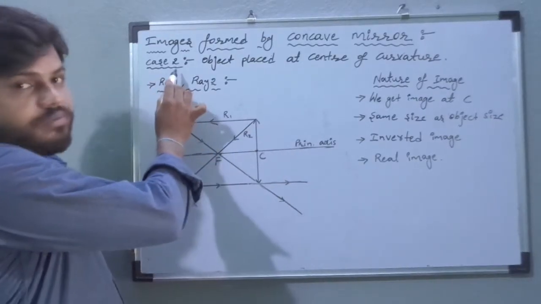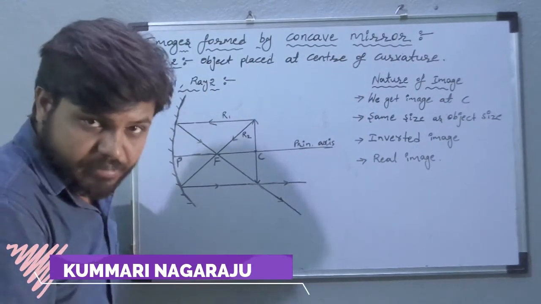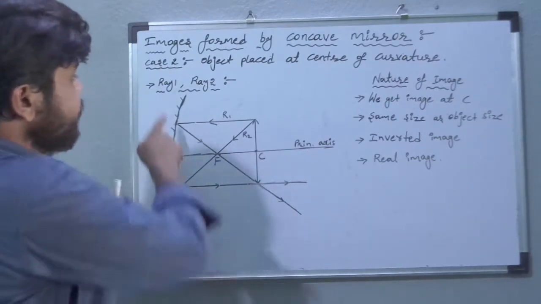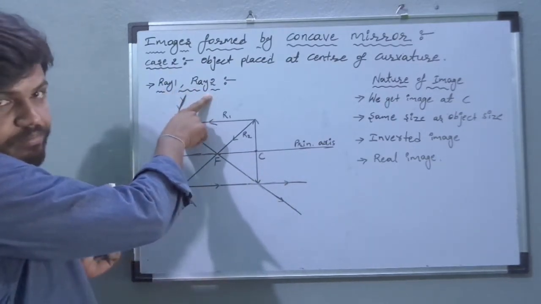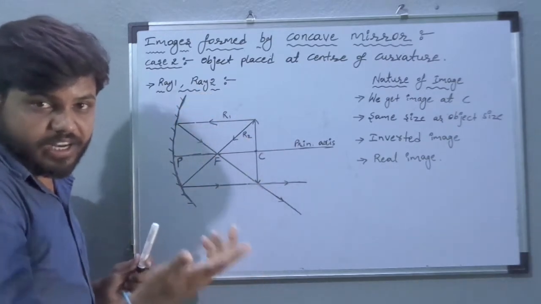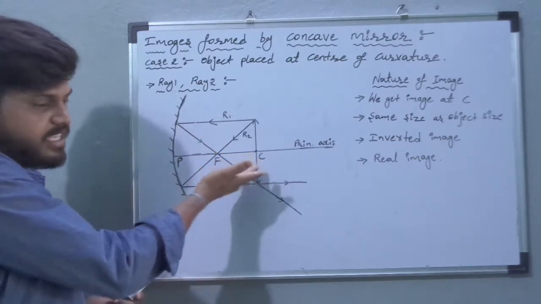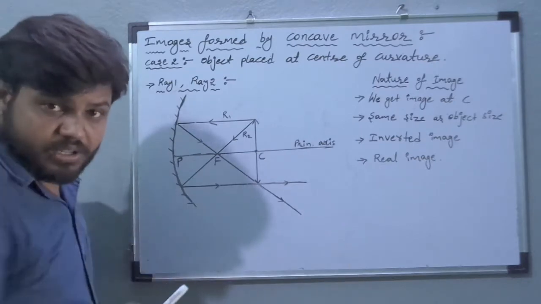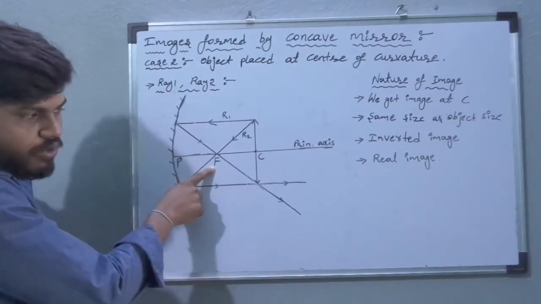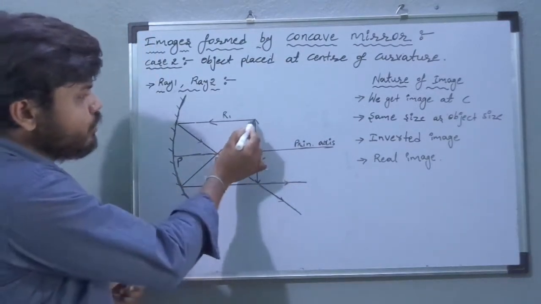Now case 2. If we place the object at the center of curvature, where do we get the image? I did one ray diagram using ray 1 and ray 2. Ray 1 means the incident ray is parallel to the principal axis, and the reflected ray passes through the focal point. And ray 2, the incident ray is passing through the focus, and after reflection it is parallel to the principal axis, right? So I took the two rays.